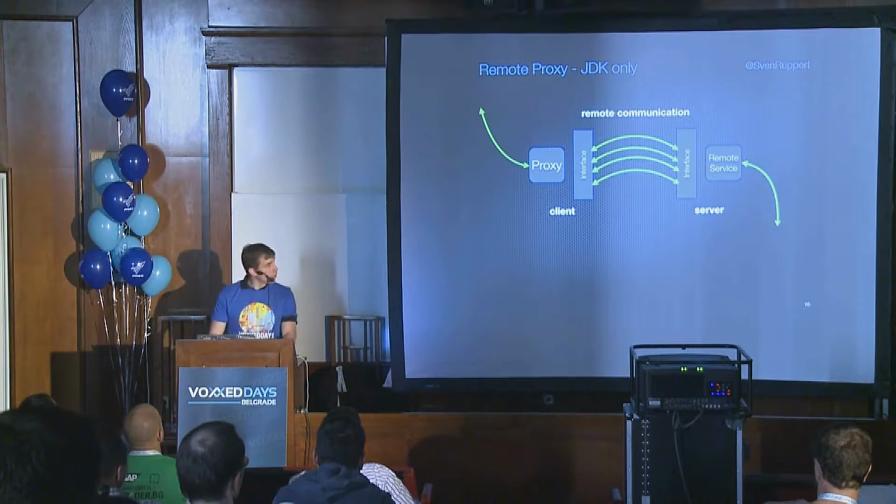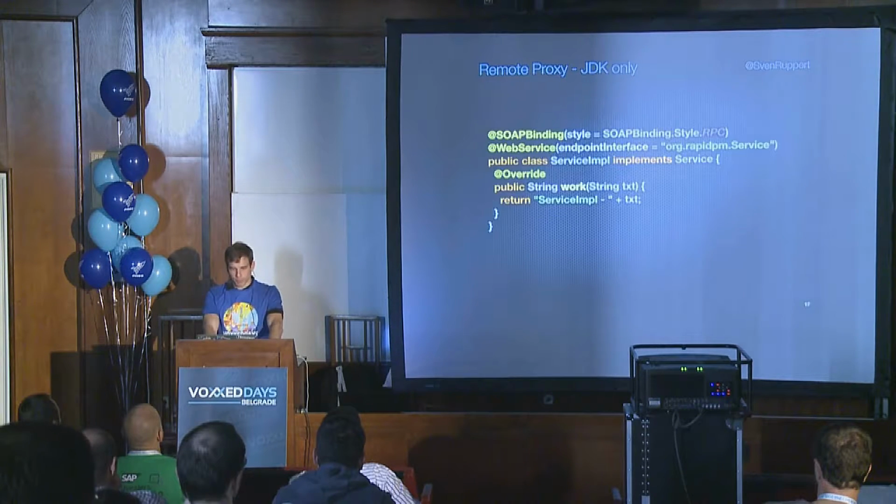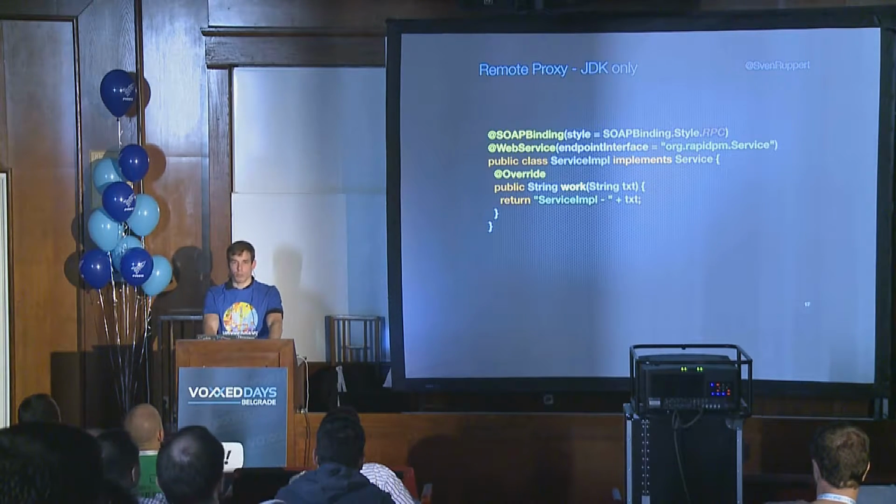So going back, we have this remote service, how to write it. It's more or less the same as the plain implementation, but only with a few annotations. This is if you're writing a remote service or a remote proxy with core JDK. It's part of it.